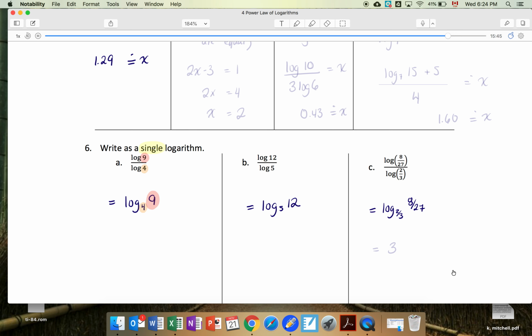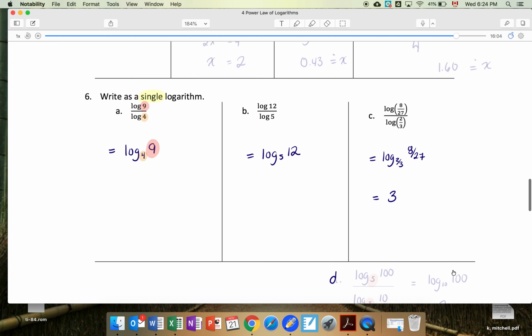Okay, it's not asking us to evaluate any of them, so I don't really have to take it any further. Probably in a couple of them I could, like for example in C, I could say 2/3 to the power of what equals 8/27, and this actually works out nicely because 2 cubed gives me 8 and 3 cubed gives me 27, so this is actually 3, but it wasn't necessary.